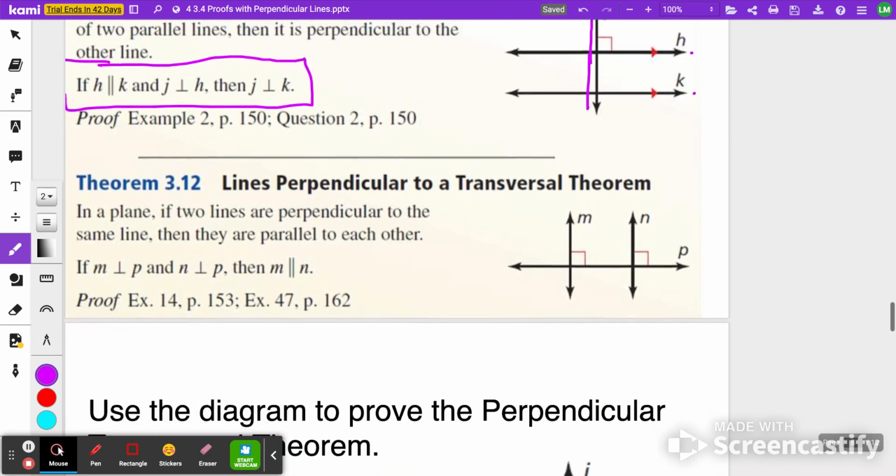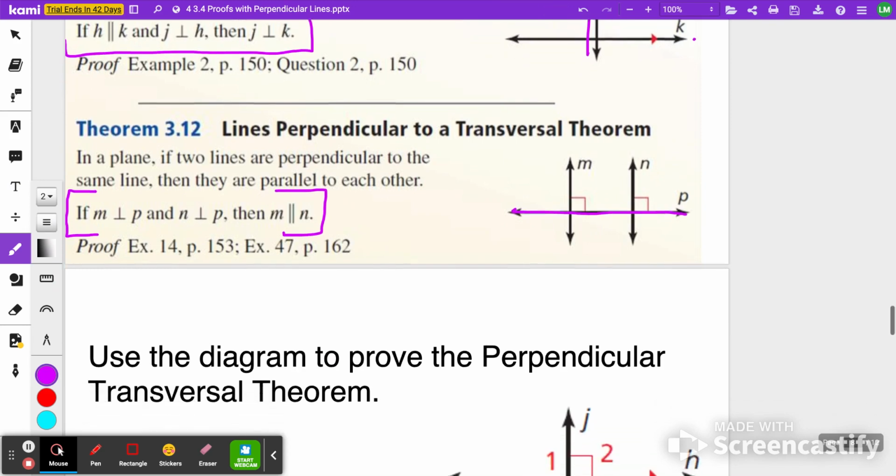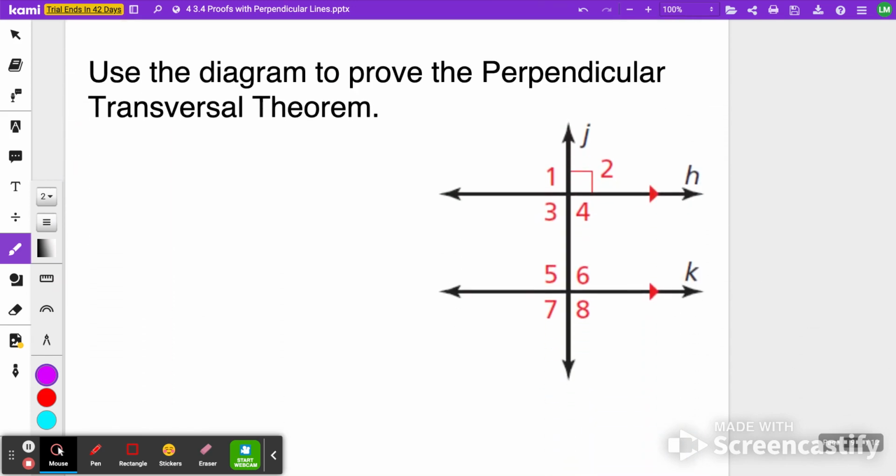Okay, and then theorem 3.12, the lines perpendicular to a transversal theorem. That just means in a plane, if 2 lines are perpendicular to the same line, so we have line P, and then M and N are both perpendicular, then they are parallel to one another. So if M is perpendicular to P, and if N is perpendicular to P, then M has to be parallel to N. Go ahead and make sure you have those 3 lines written down, and then we're going to go on and talk about how could we maybe use this in a proof.